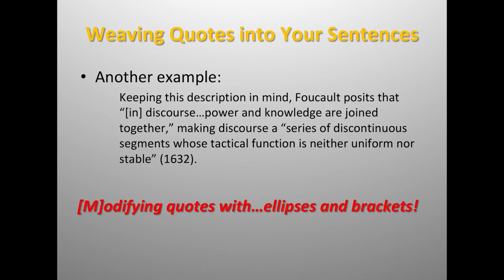And with this one, we're using some brackets and some ellipses. So keeping this description in mind, Foucault posits, strong signal phrase, that in discourse, power and knowledge are joined together. And then you could see some more quote weaving examples there. So why would we want to use brackets or maybe an ellipsis? If we were in class right now, I'd be asking you and calling on you, so you lucked out here.